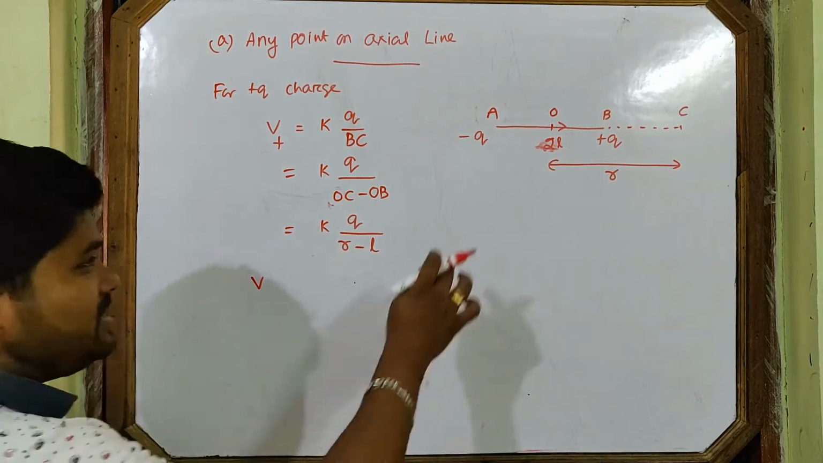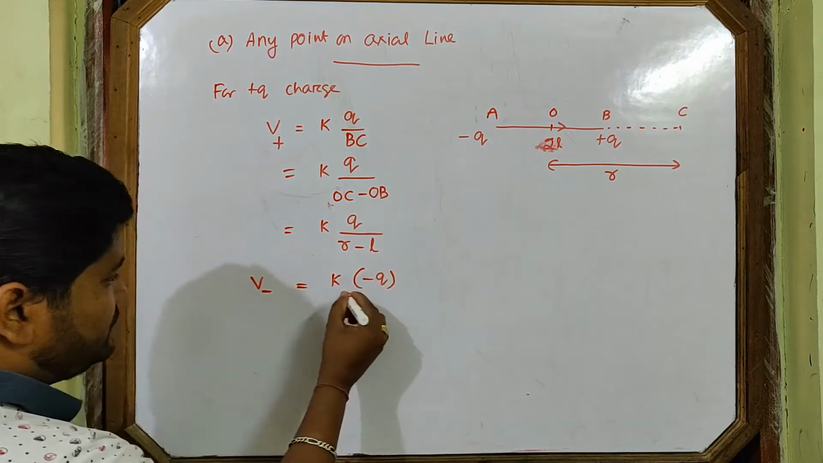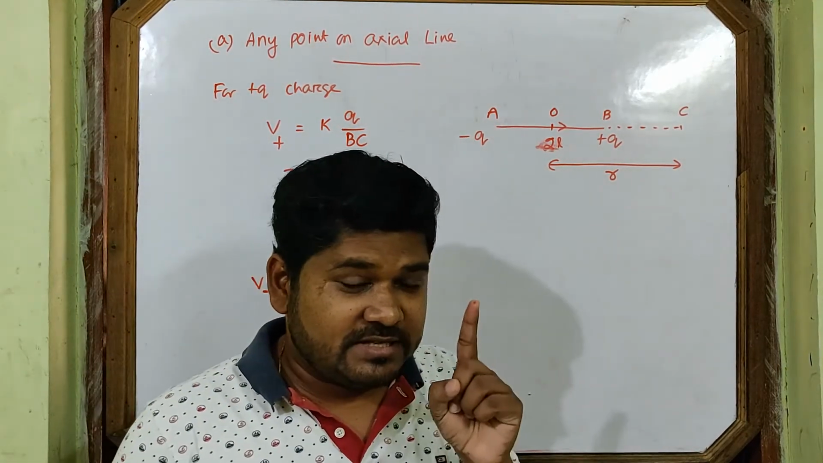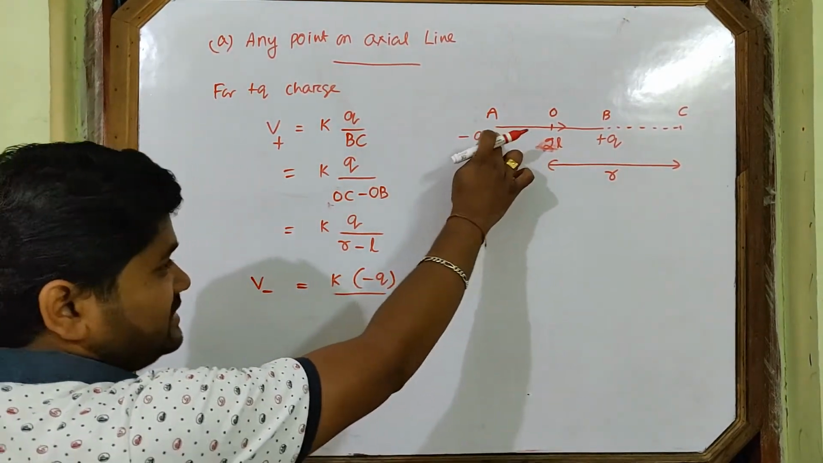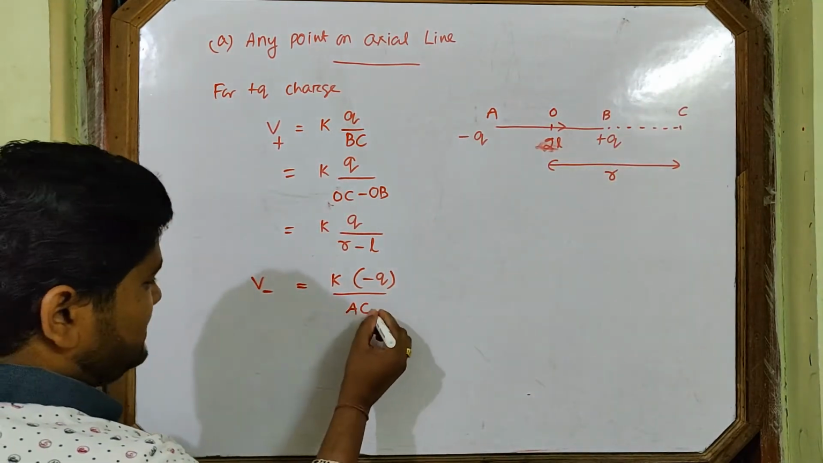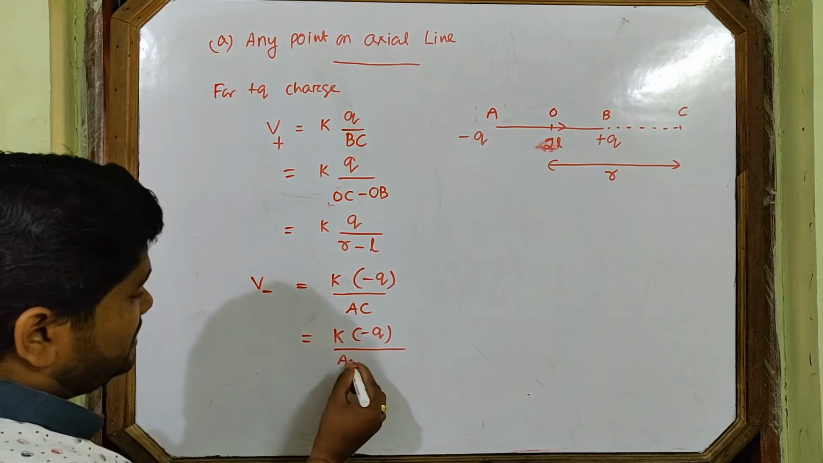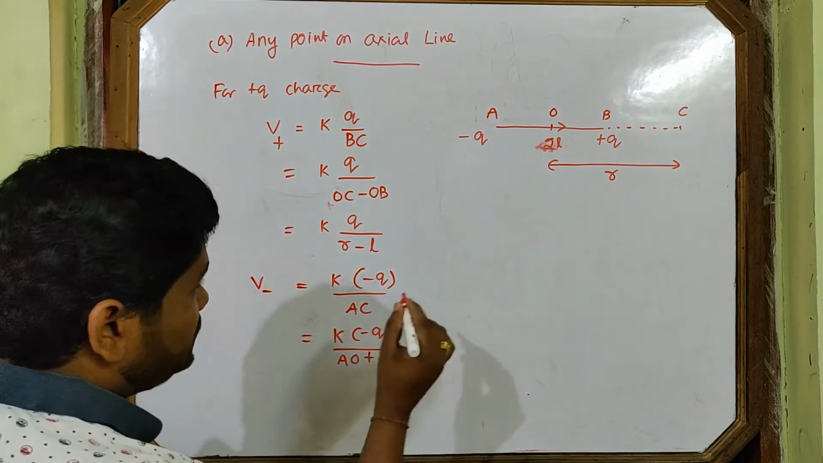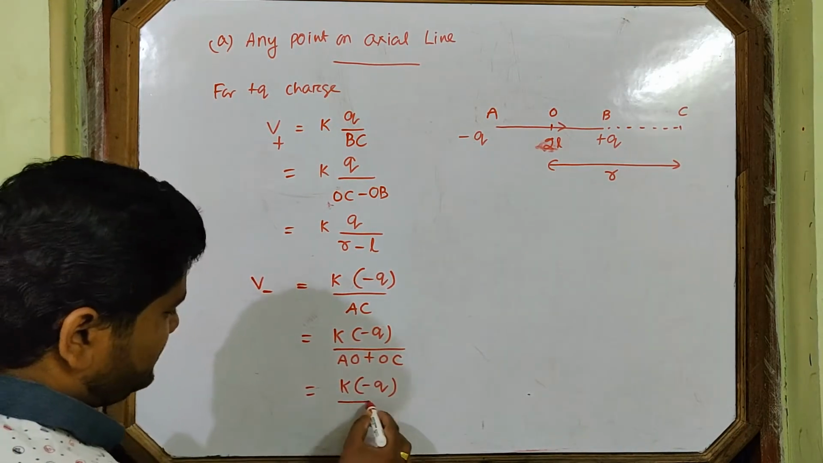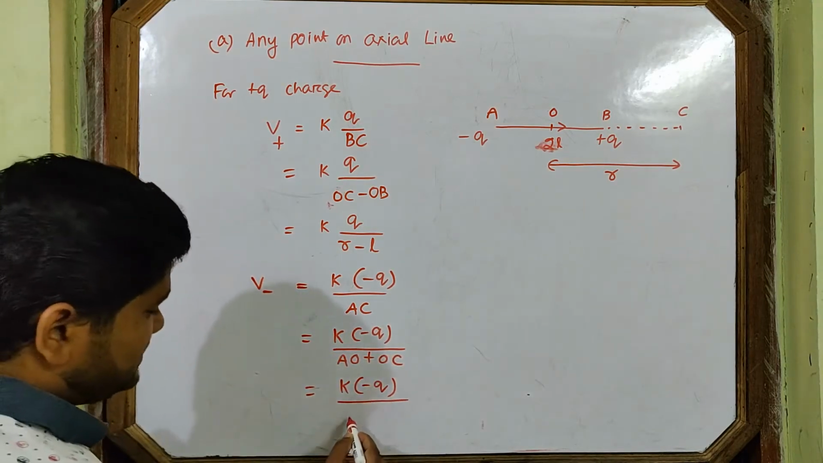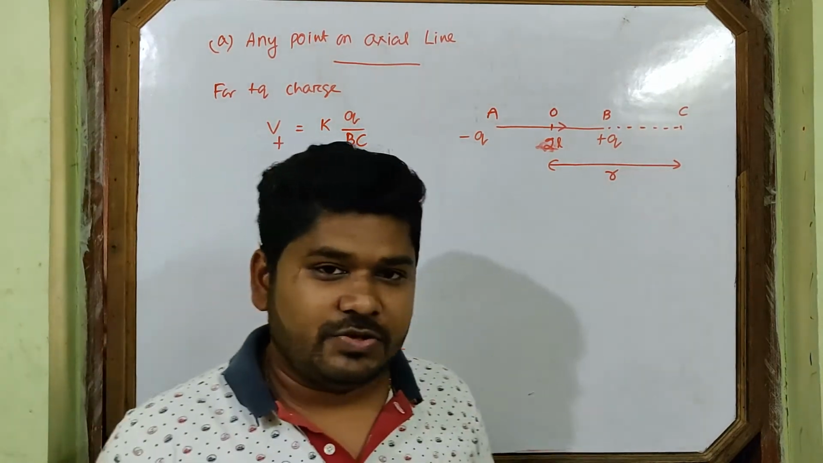Now the potential due to the minus Q charge. V minus is K times minus Q. I told you when the charge is negative, you have to take the negative sign. So minus Q, and what is the distance? The charge is at A and you will find the potential at C, so it is AC. K minus Q by AC, and AC is AO plus OC. So it is K minus Q by AO, which is L, plus OC, which is R. This is the potential due to the minus Q charge.